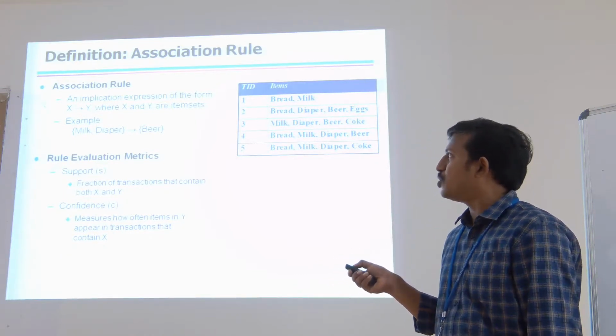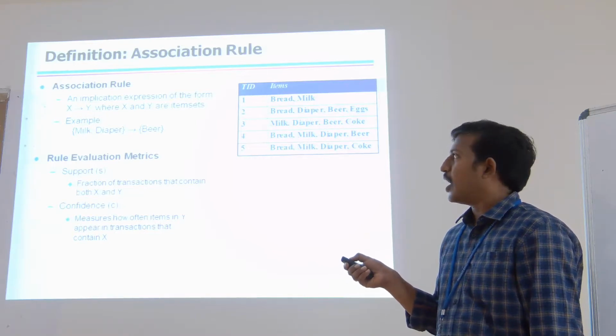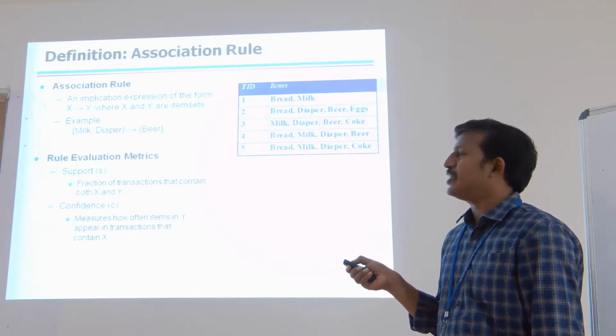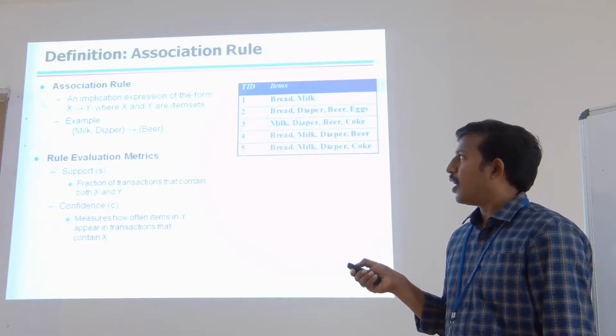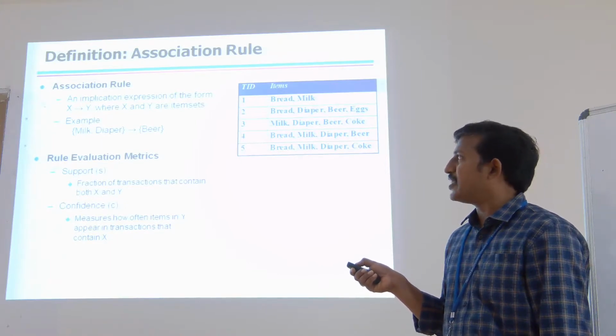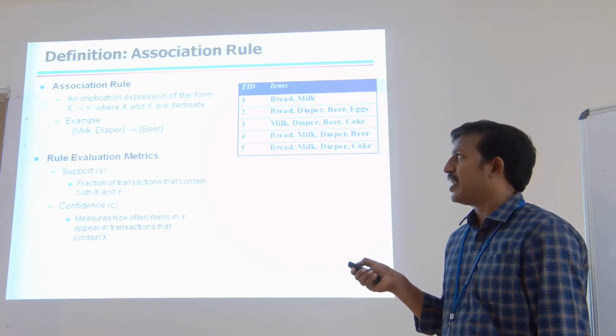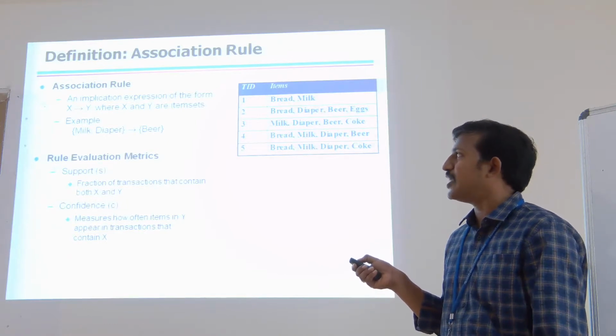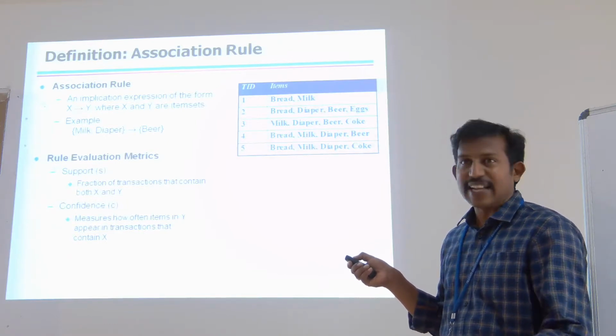What does this association rule represent? If you observe this association rule, it indicates that if a customer purchases milk and diaper together, there is a chance they will purchase beer also in the same transaction.